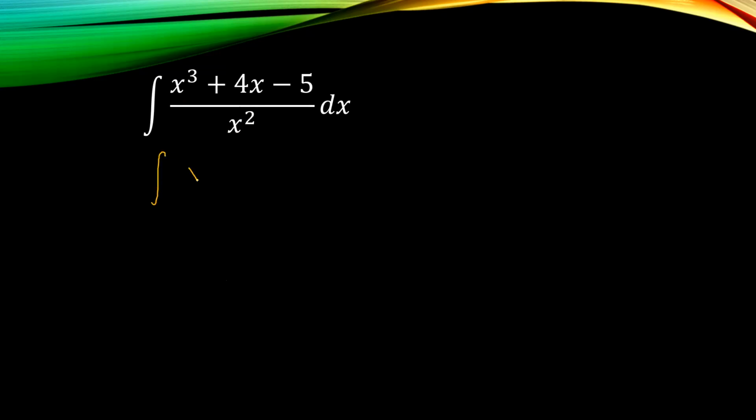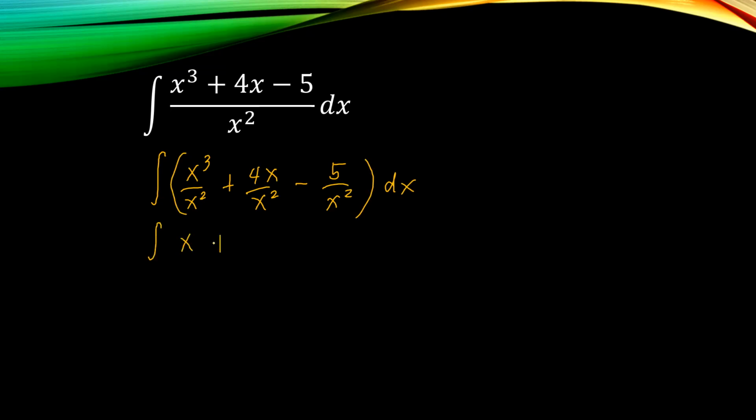So we have x cubed over x squared plus 4x over x squared minus 5 over x squared dx. And we simply apply the laws of exponents from here. So we have x plus 4 over x, or 4x to the -1, minus 5x to the -2. As much as possible, we don't want a denominator in our expression. Now we can apply our simple power rule to this one.